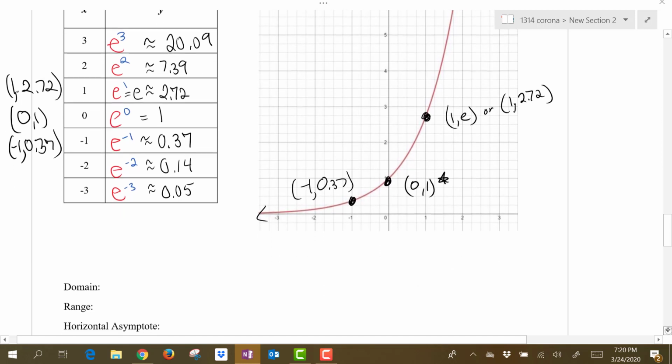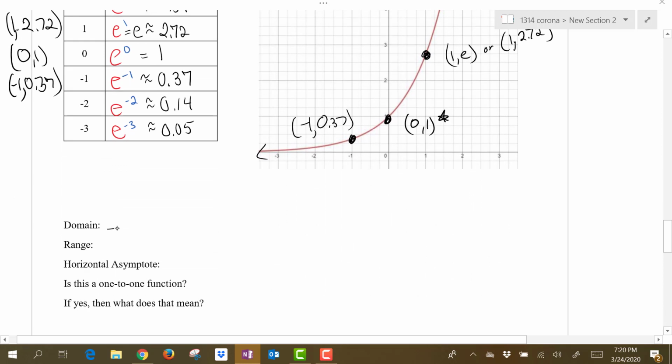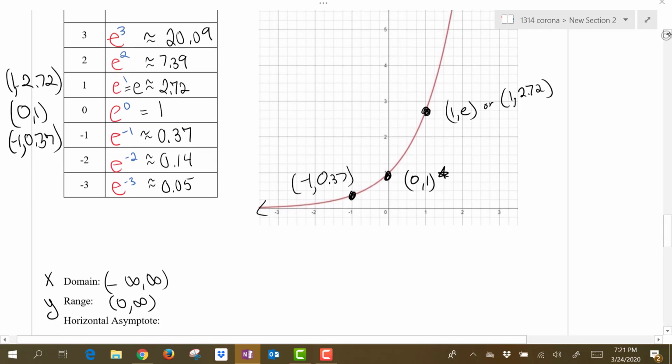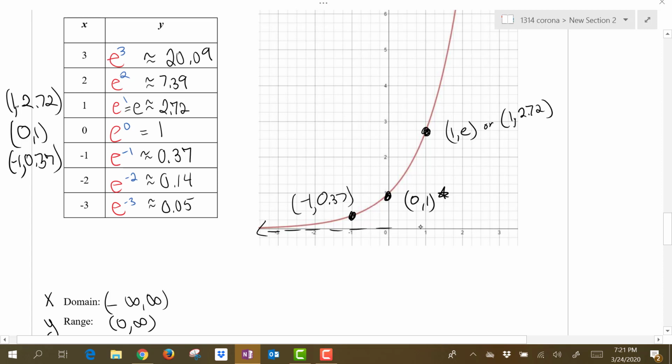A couple of questions. These should start feeling familiar. The domain: what x values are allowed to go into an exponential function to become exponents? All real numbers, from negative infinity to positive infinity. You can put in any x value that you want as an exponent. But what comes out? What comes out is always positive, and never 0. So we go from 0, not including 0, to positive infinity. When we look at our graph again, it looks like the graph is hovering right above the x-axis. So we have a y value of 0 as the horizontal asymptote. The graph gets really, really close to the x-axis, but doesn't actually touch it or cross it.